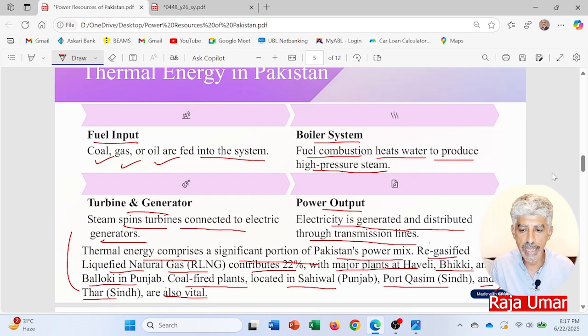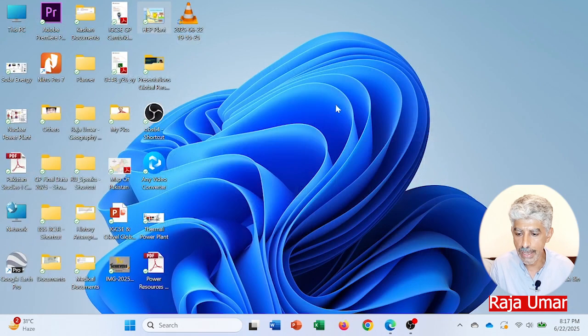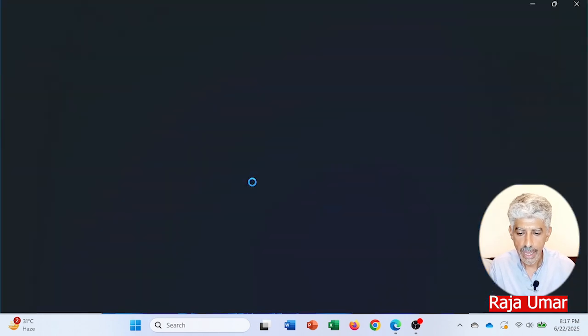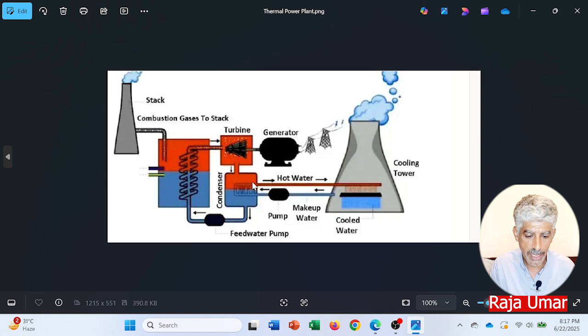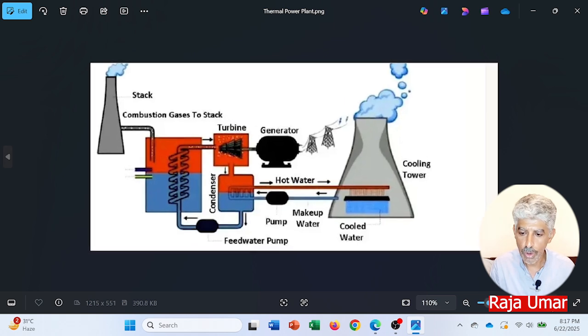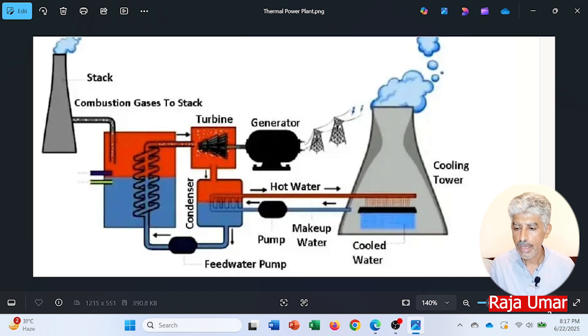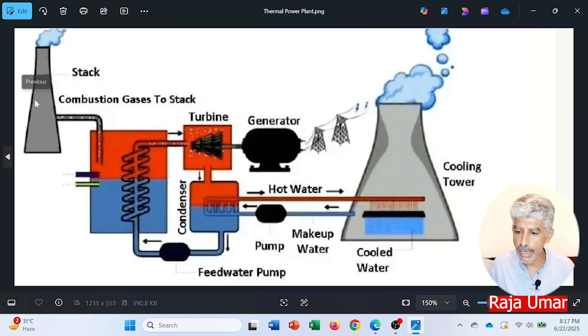Now I'm going to explain the thermal power plant, how thermal power is generated. Here we have the diagram showing the overall generation of thermal power in Pakistan. So here you can see that the water is fed in. The blue one is water, and the red one is steam, right?